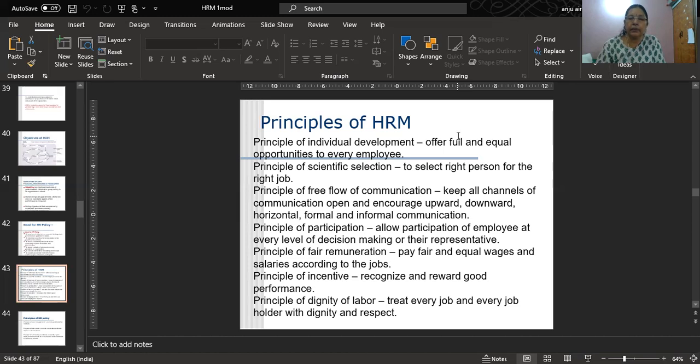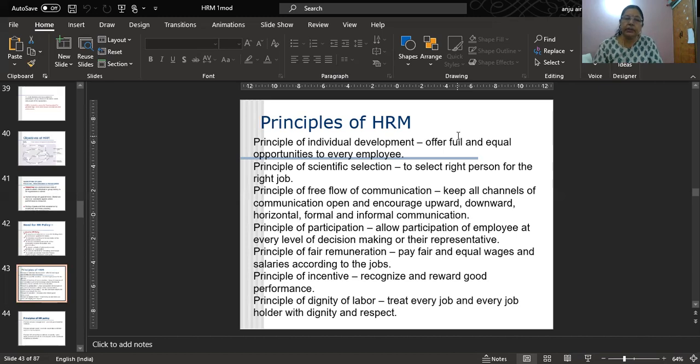Principle of participation means you allow the employees to participate in decision making, especially the lower level employees. They should be allowed to participate in decision making. Principle of fair remuneration means you pay fair salary and wages to all your employees, whether it's a lower level employee, a mid level employee, or a high level employee.